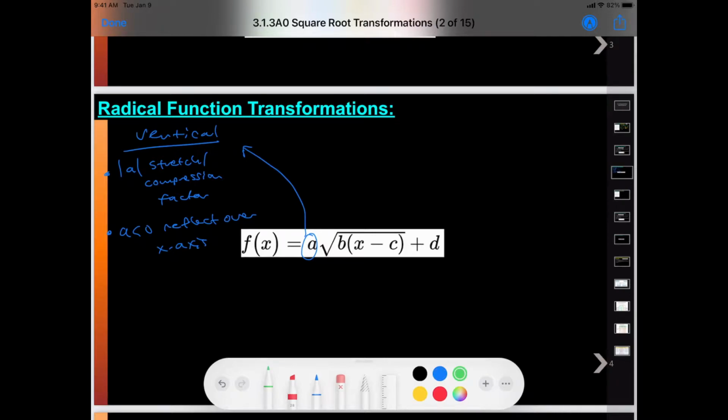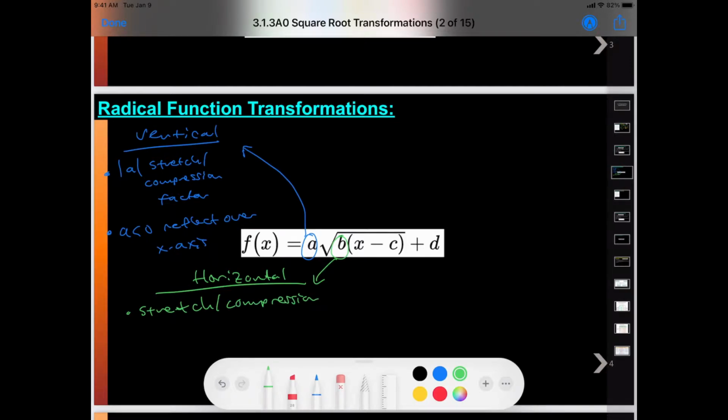And then our B value, you'll notice that it's on the inside. This is going to be horizontal movements. That just means going left or right. And it has a stretch or compression.